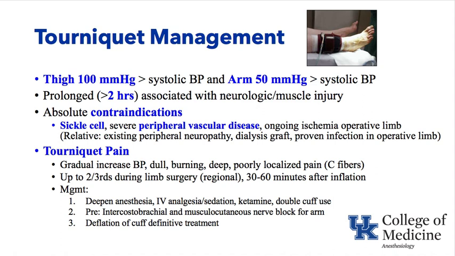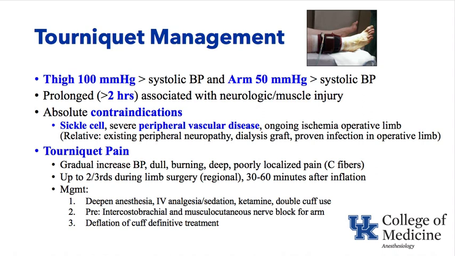Tourniquet pain: when that tourniquet is inflated to those high pressures, there's a gradual increase in blood pressure that often occurs, and a dull, burning, deep and poorly localized pain that if the patient is under regional anesthesia, they may complain of. It often occurs within 30 to 60 minutes after the tourniquet is inflated in a large number of people during limb surgery under regional anesthesia. Well, what do you do? Your regional is working great, but they're having tourniquet pain.